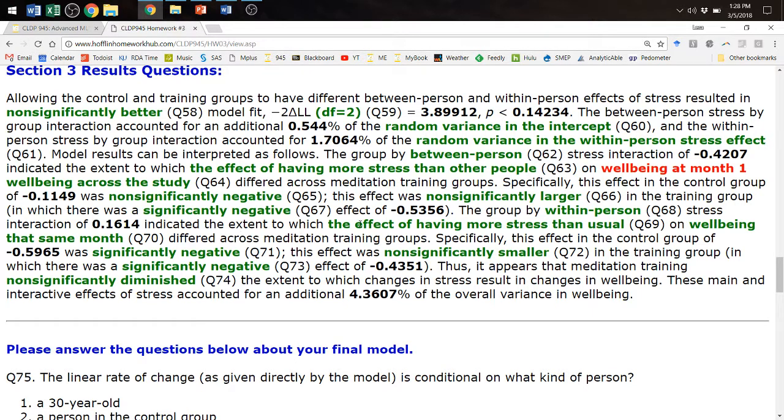So then we have the effect of having more stress than usual. That's how I would describe the within person effect, and that is at the same month, so that's the level 1 effect. And we talk about then how that differs between groups, as well as how the between person effect differs between groups. Between person still doesn't interact with time, so it's still well-being across the study instead of well-being at month 1.